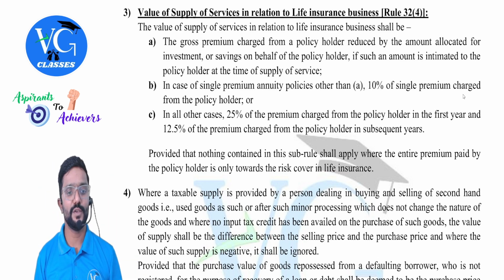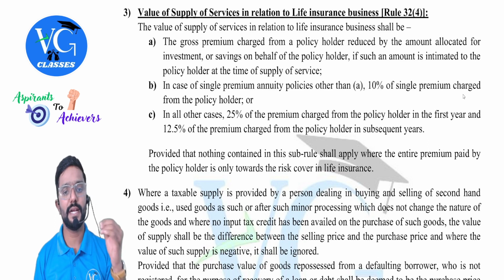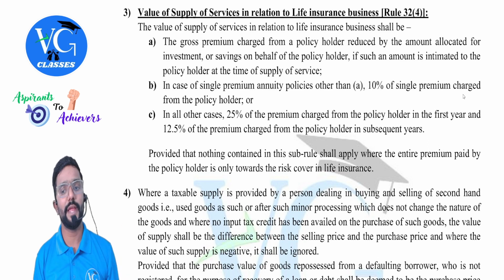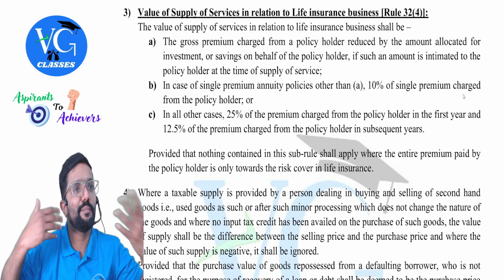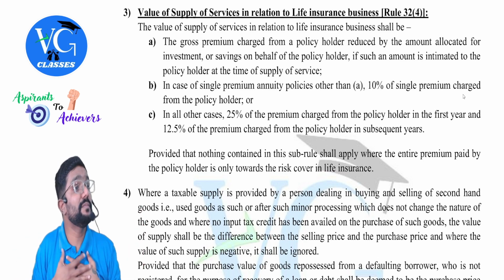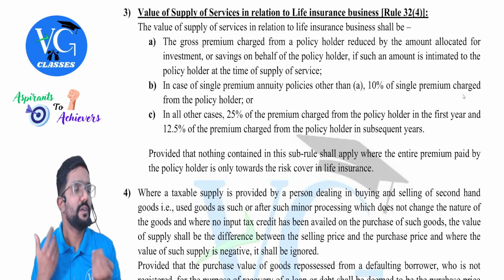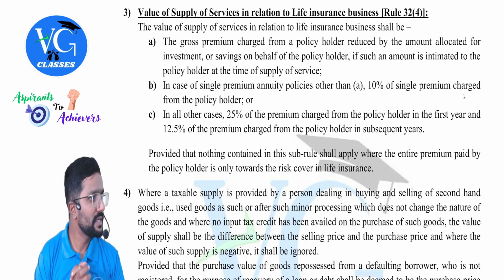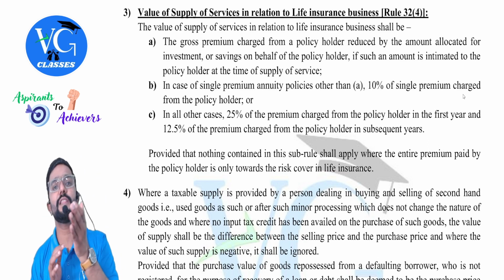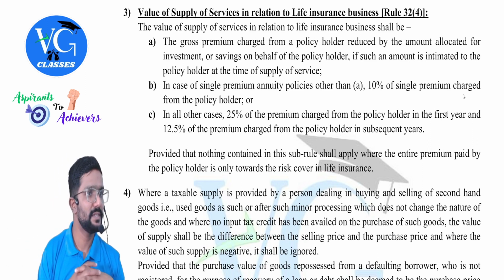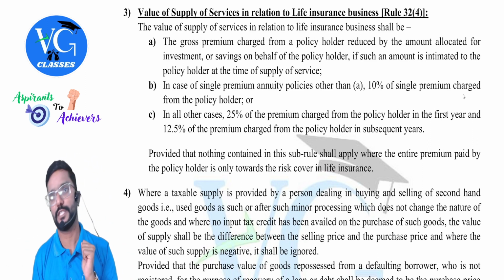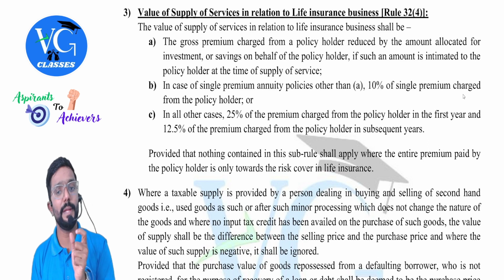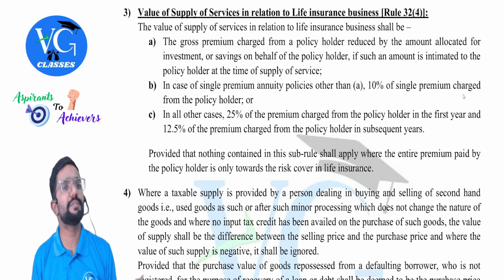Okay. The proviso is telling, provided that nothing contained in this sub-rule shall apply where the entire premium paid by the policyholder is only towards the risk coverage in life insurance. Means whatever premium I am paying, if it is only for covering the risk of my life, then they're telling, don't apply this rule at all. Is that clear? Means this rule is applicable for policies which have both exposures, guys, that is life along with investment. Or moreover, this annuity plan and all, it is more about investment only.